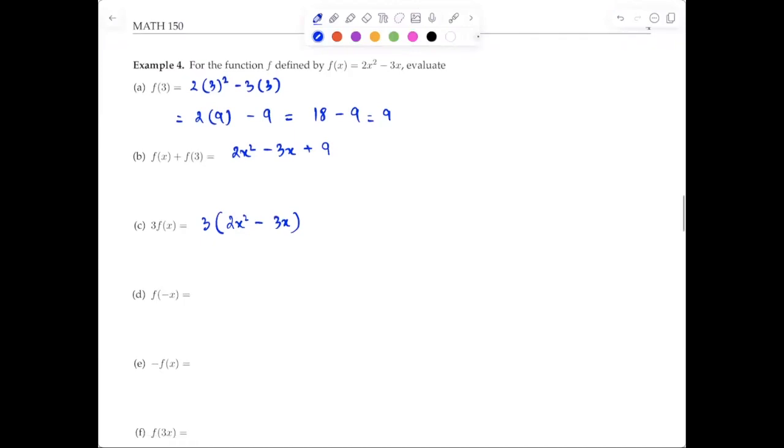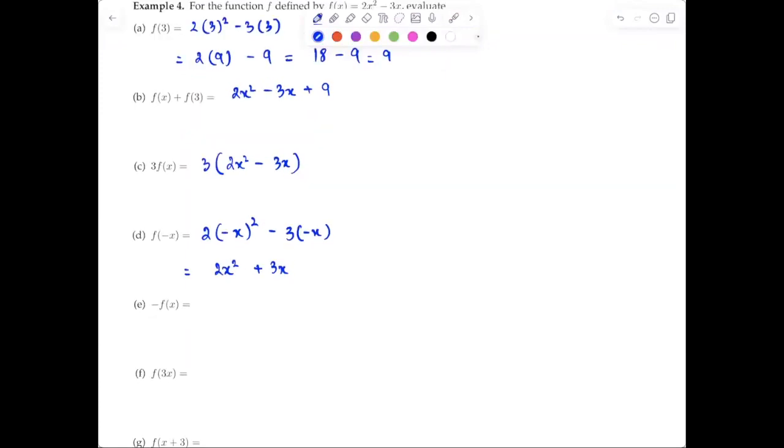For D, now you want to evaluate f of negative x. That means you take out the x and you replace by negative x. That is 2 times negative x squared minus 3 times negative x. Or this is 2x squared plus 3x. Right. So a negative number here, when you square, it becomes positive.